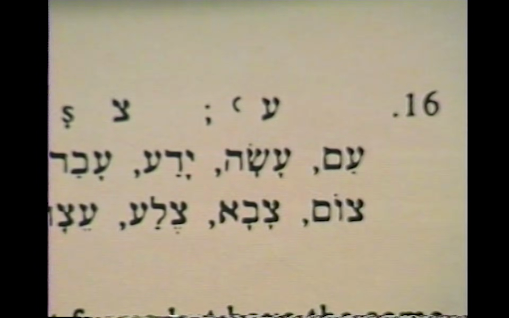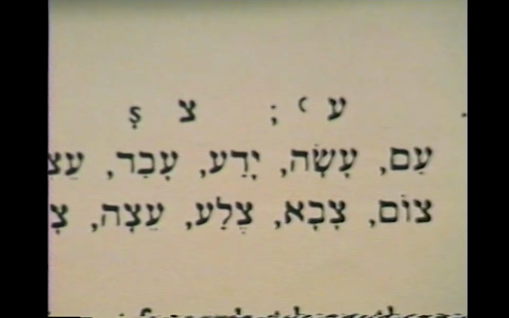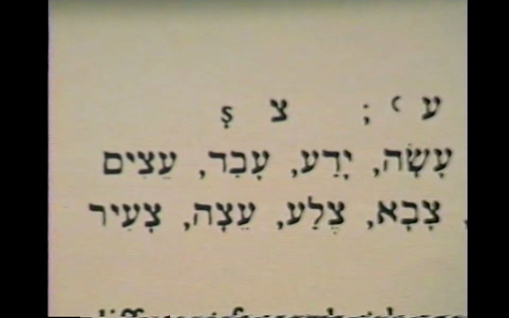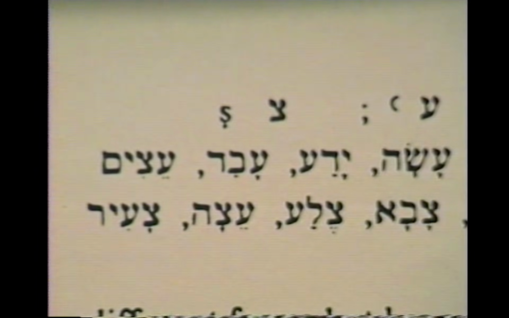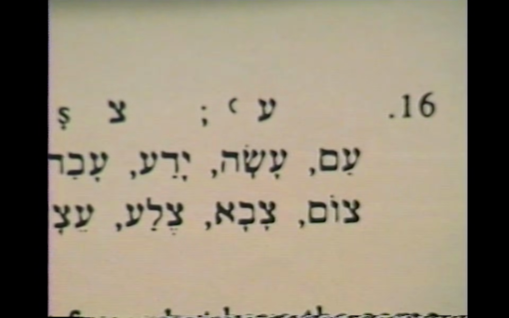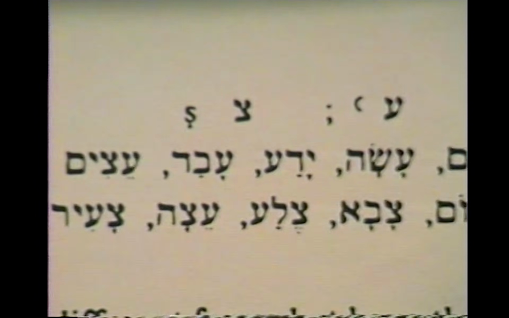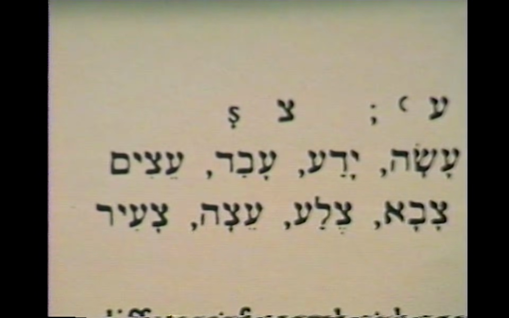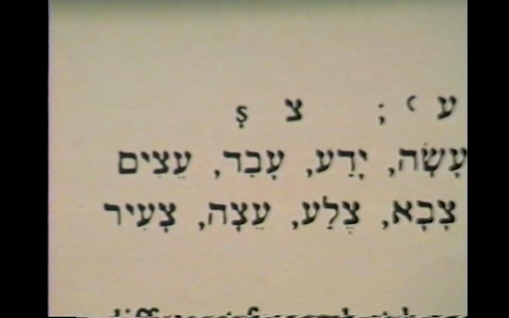All right, reading from right to left. Am, Asa, Yada, Yavad, Etzim. Next line. Som, Sava, Selah, Asa, Sa'ir.